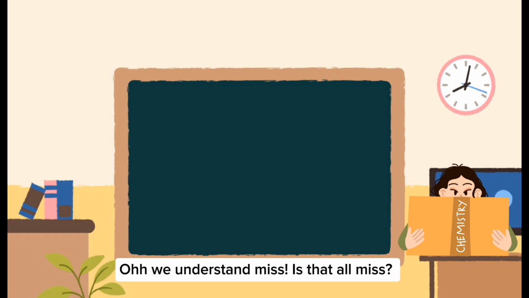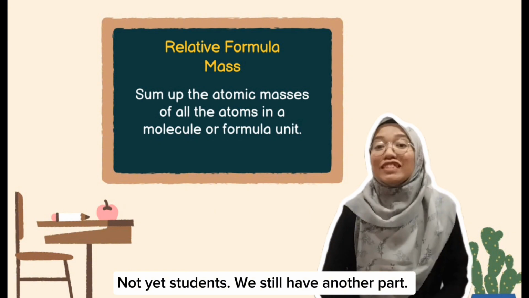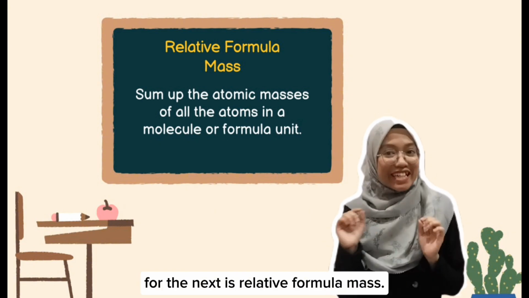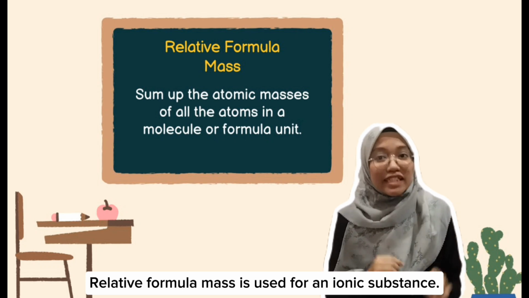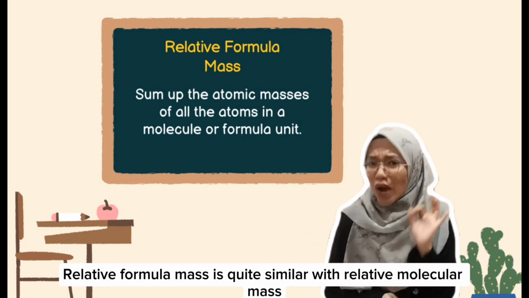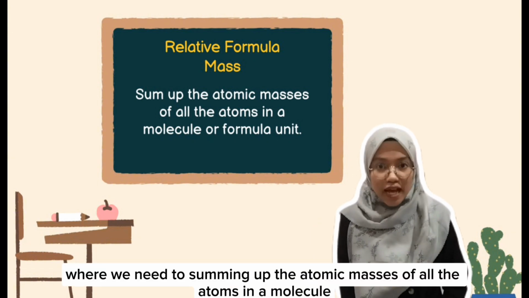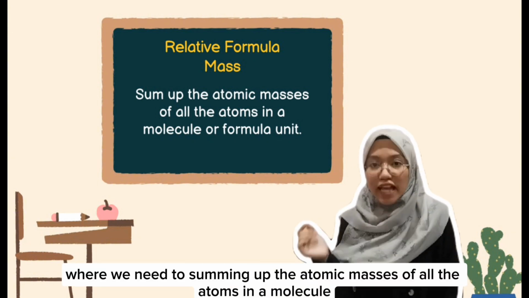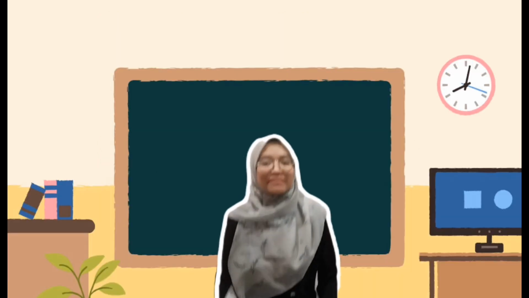Oh, we understand, Miss. Is that all, Miss? Not yet, student. We still have another part. Next is relative formula mass. Relative formula mass is used for an ionic substance. Relative formula mass is quite similar to relative molecular mass, where we need to sum up the atomic masses of all the atoms in a molecule or formula unit. Do you get it, students?